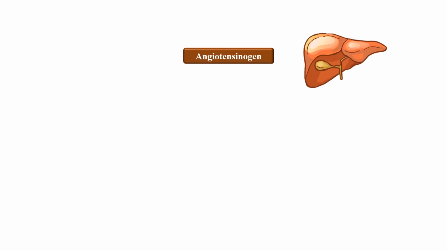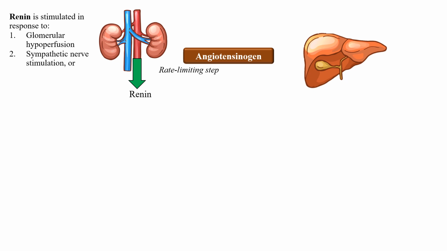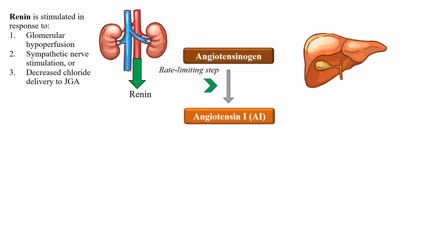In circulating RAS, we start out with the constitutive hepatic synthesis of angiotensinogen. Renin is an enzyme synthesized and released by the kidneys. Renin synthesis is stimulated in response to glomerular hypoperfusion, i.e., when there is decreased arterial blood pressure, sympathetic nerve stimulation, or decreased chloride delivery to the macula densa in the juxtaglomerular apparatus, JGA. Renin catalyzes the rate-limiting conversion of angiotensinogen to angiotensin 1.